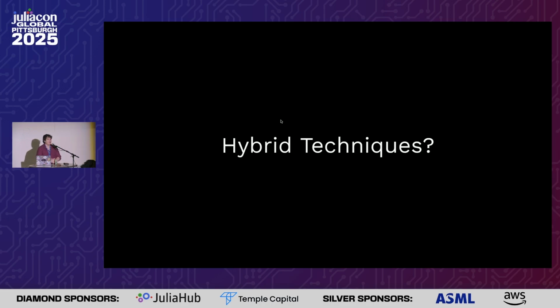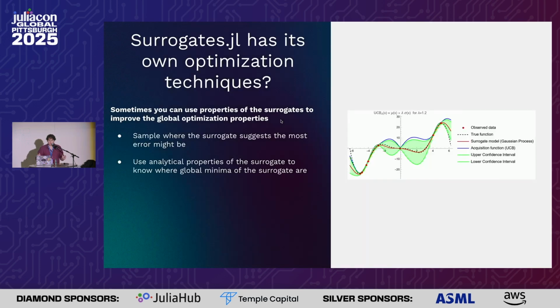So, okay, last thing is hybrid techniques, right? What do you mean hybrid techniques? Well, if you actually go to the Surrogates.jl library, it actually has its own optimizers, right? Because the surrogates can tell you a lot, right?